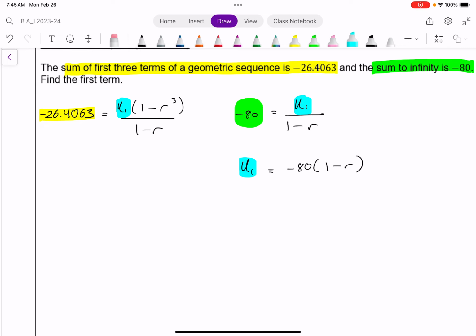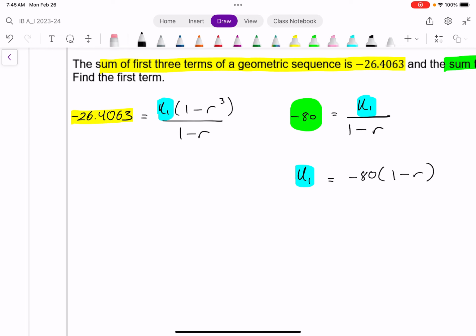And if I do something similar for the other equation here, if I multiply both sides by 1 minus r and then divide by 1 minus r cubed, I get my first term must be the same as negative 26.4063 times 1 minus r, all divided by 1 minus r cubed.